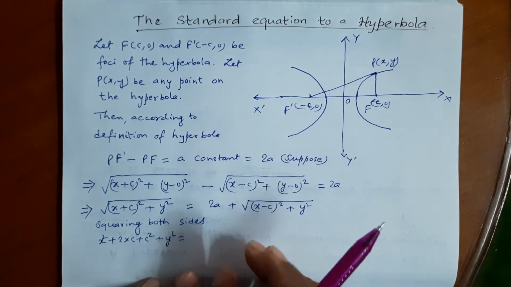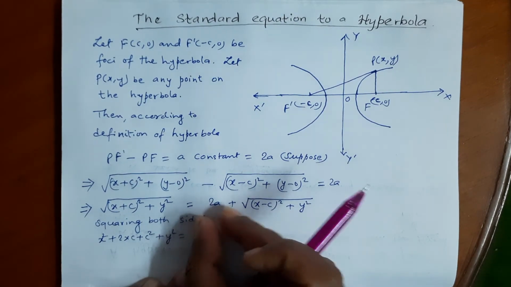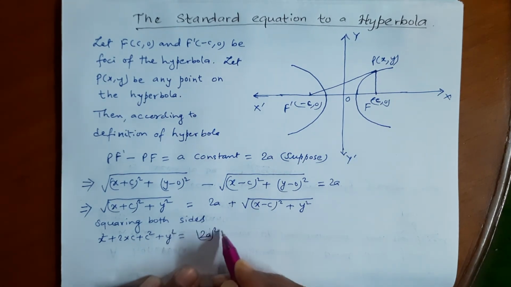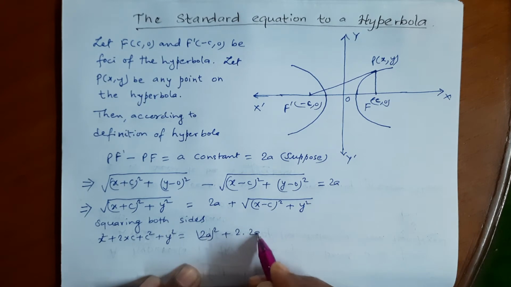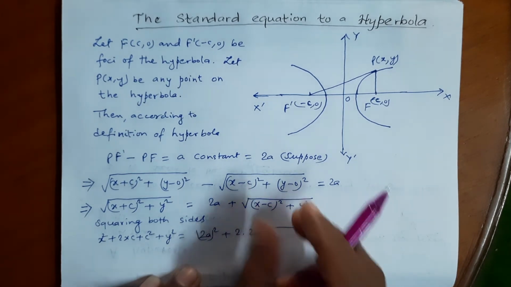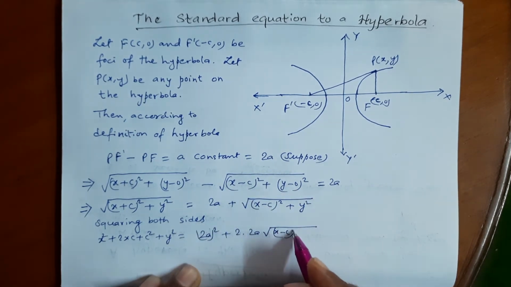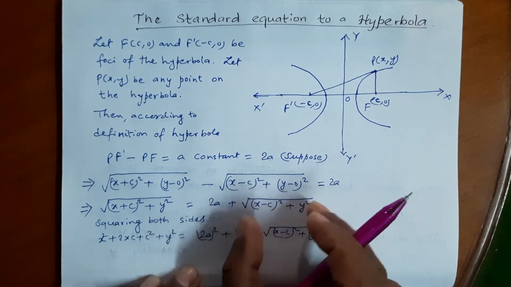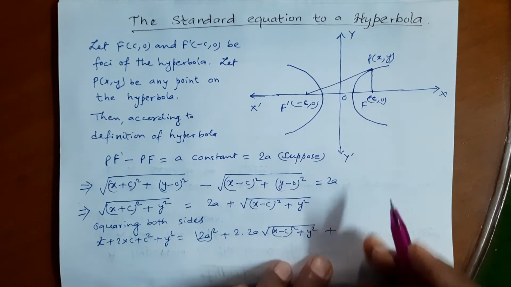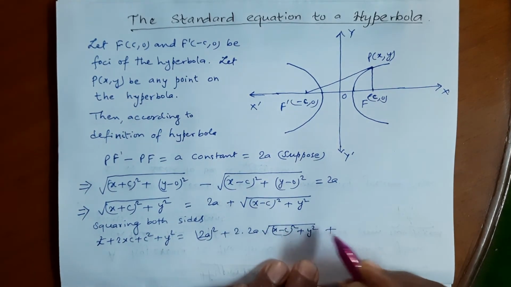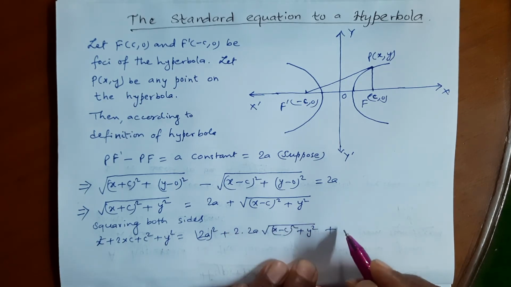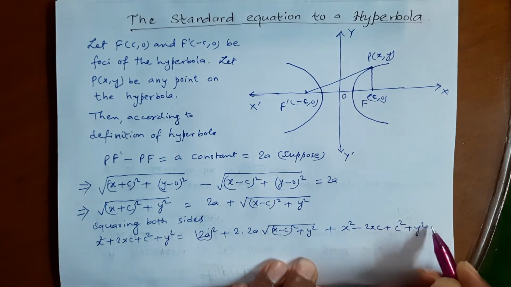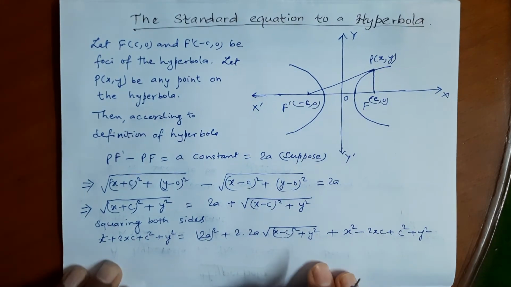equals to, and we are also using the a plus b whole square formula here. Take this as a, this as b. So using the a plus b whole square formula, it will be 2a whole square plus 2 times 2a times b, and b is this. So x minus c whole square plus y square. While squaring this, the root will be removed, and this x minus c whole square, using the a minus b whole square formula, becomes x square minus 2xc plus c square plus this y square. Okay, we can write it this way.